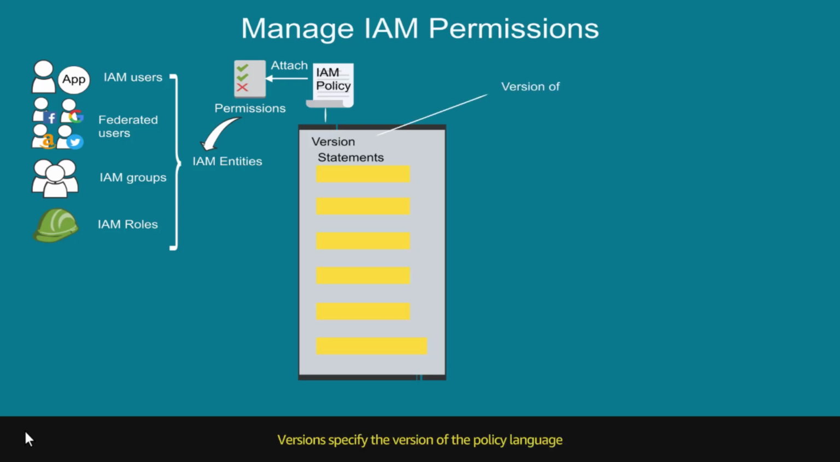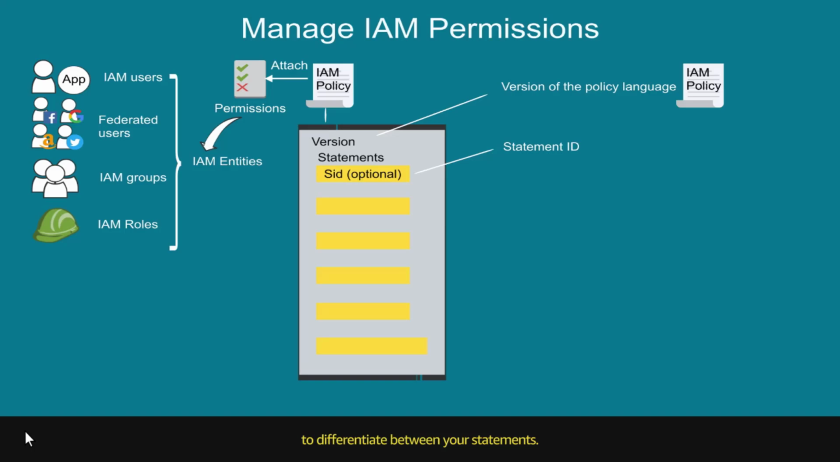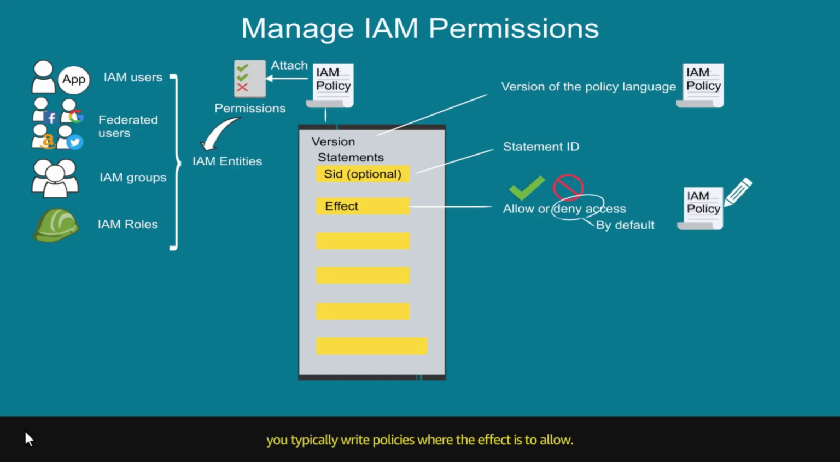Version: specify the version of the policy language that you want to use. SID is optional and specifies the statement ID to differentiate between your statements. Effect: specify whether to allow or deny access. Because access is denied by default, you typically write policies where the effect is to allow.